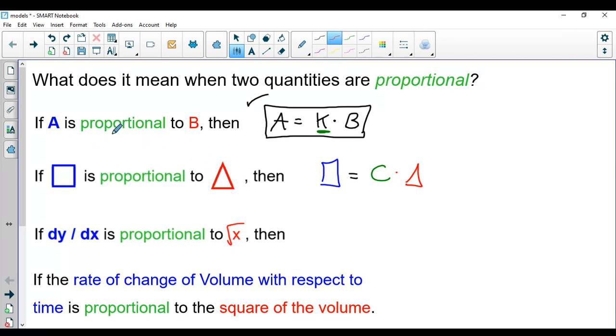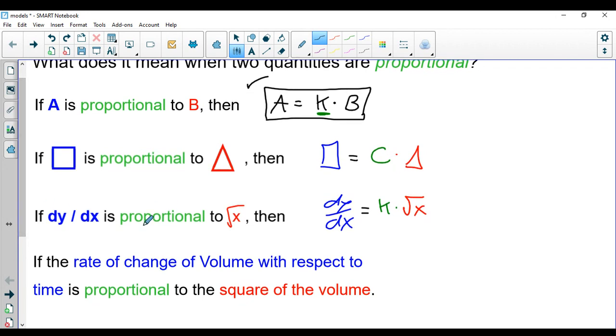All right, so now we're not necessarily going to see it this simple. You're going to see more verbiage like this. All right, what if dy dx, that's a derivative, right, is proportional to radical x? Well, here's the quantity dy dx, right? Here's the quantity radical x. If they are in fact proportional, then one would equal a multiple of the other. So dy dx would equal k times radical x. Okay, so that should hopefully make a little bit of sense here.